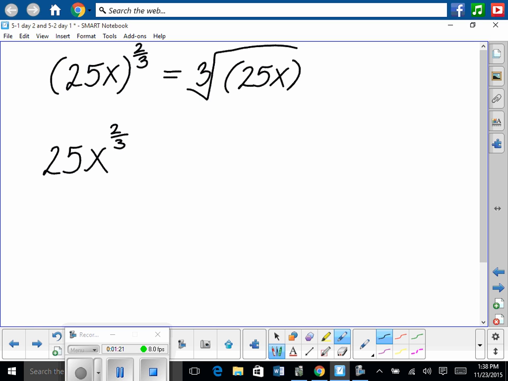Aren't they both raised to the second power? So I need my parentheses, right? Otherwise, we would not have 25 being raised to the second power. So we're done.